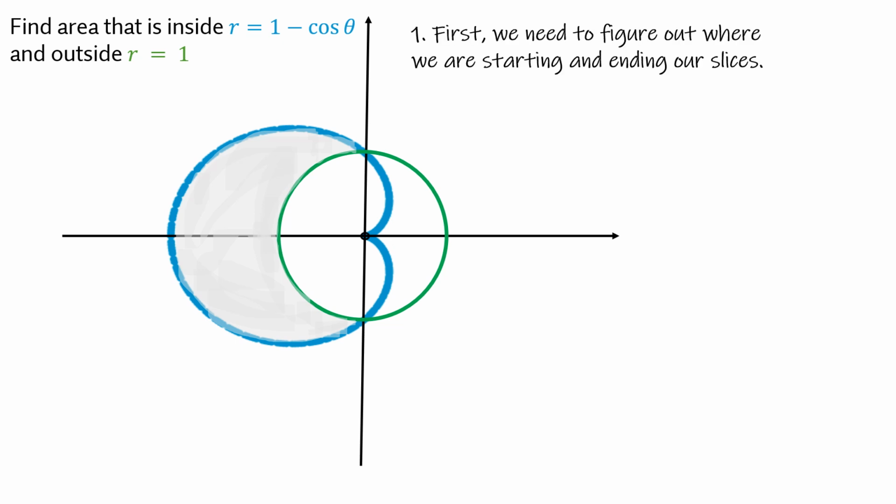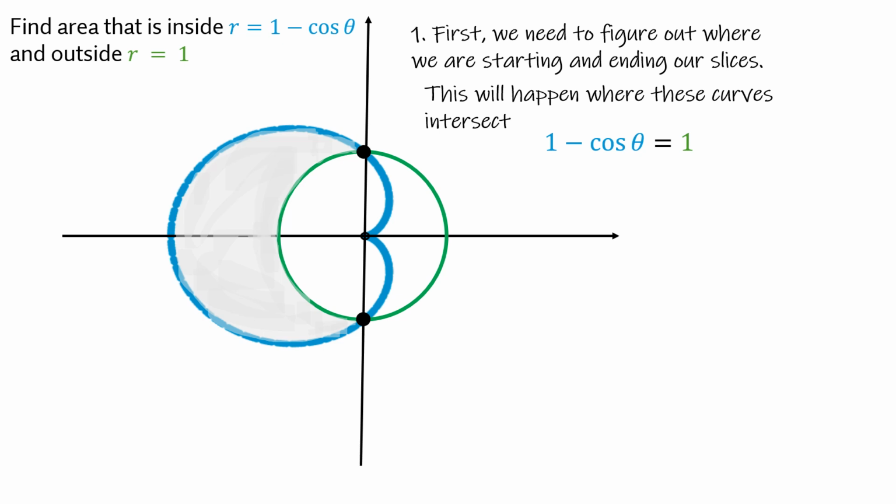So first we need to figure out where we are starting and ending our slices. Remember, when we integrate over areas that are not constant quantities, we're dividing it up into tiny little intervals and finding the area on each one of those intervals. So let's first figure out where we are going to divide up our intervals for this problem. This is going to happen where these curves intersect, right here and right here. That's where we need to start drawing our slices because that's where the shaded region is.